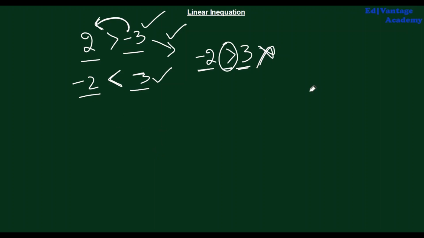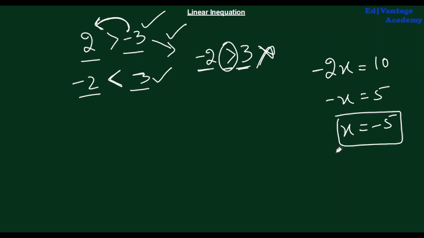And we know, if we have minus 2x is equal to 10, we say minus x is equal to 5, x goes to the other side, x becomes minus 5. We have simplified this in an equation. Similarly, if you have minus x is greater than 5, if you send minus to the other side, it will become x is minus 5. Will the symbol reverse? Yes, the symbol has to reverse.